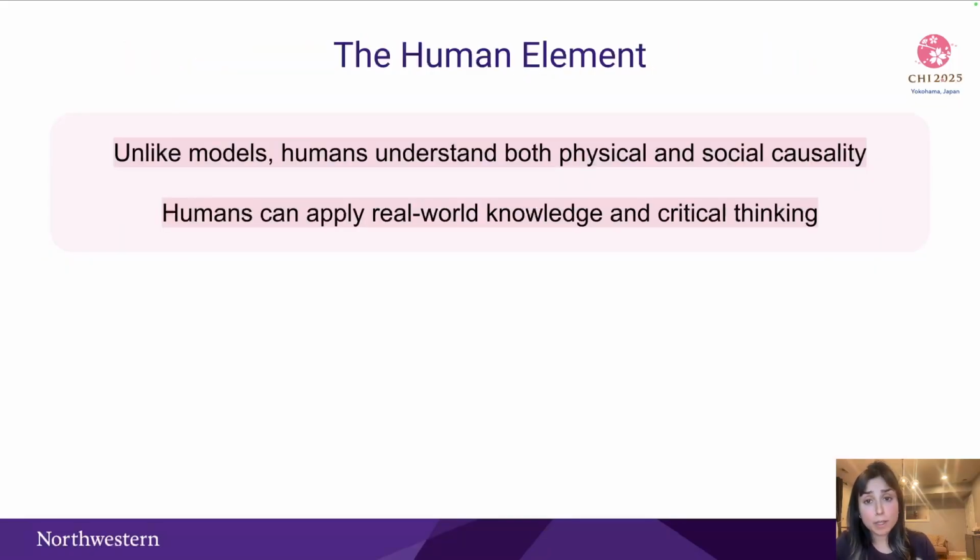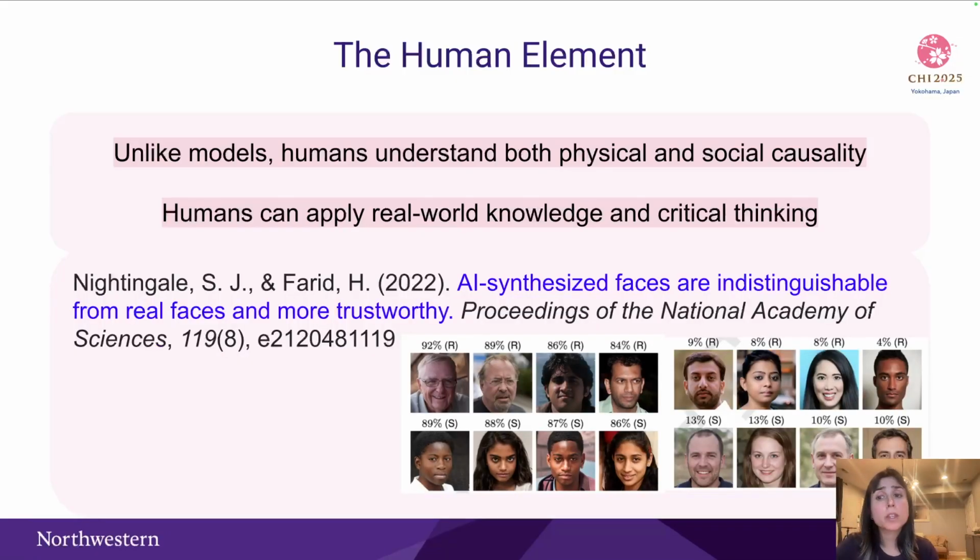So what about us humans? Well, here's the key difference. Unlike these models, we actually understand how things work in the real world. When we see an uneven stairway, we know instantly if something's off. When we see a photo of a politician at an event, we can tell if it makes historical sense because we understand social context. But let's look at this paper published by Nightingale and Farid, which showed that when it comes to LinkedIn-style portrait photos, people actually couldn't tell the difference between real and AI generated faces. Top rows are real images and bottom row is AI generated images.